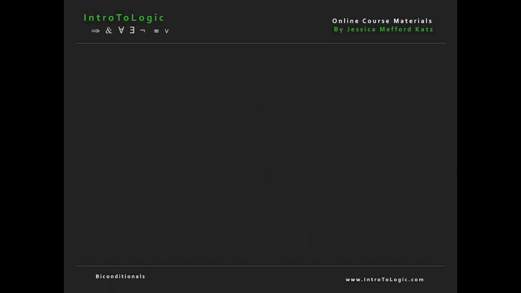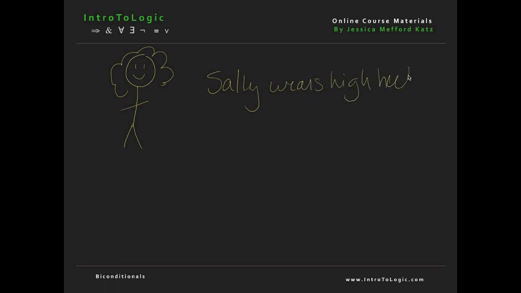Let's look at the following example. Pretend we just met this lady. We'll call her Sally. Give her a little hair. All right. Now, we just learned that Sally wears high heels if and only if Sally wears jeans. So she's a very particular individual. And she requires that in order for her to wear high heels, we'll draw them on her, she has to be wearing her blue jeans, or in this case, her green jeans. Give her a little color.